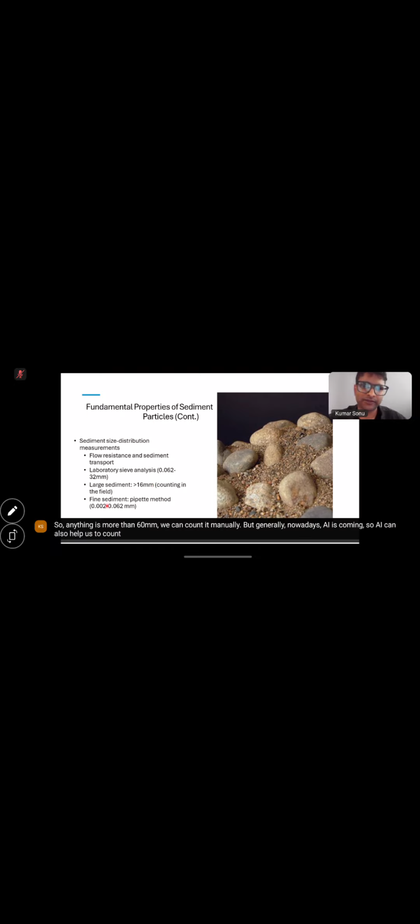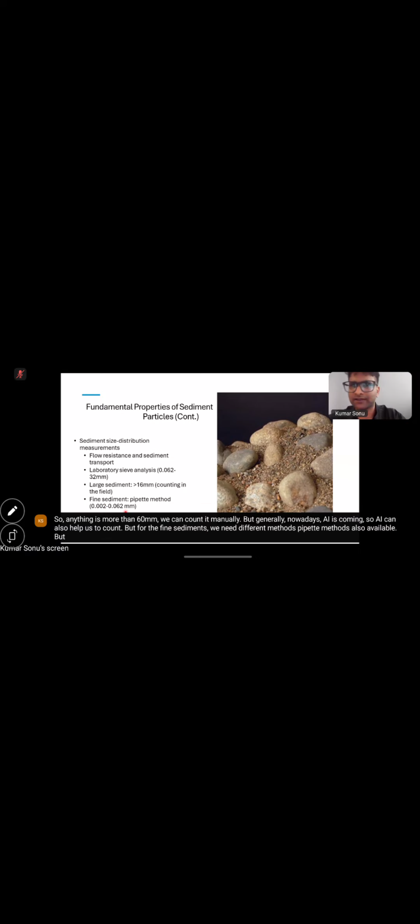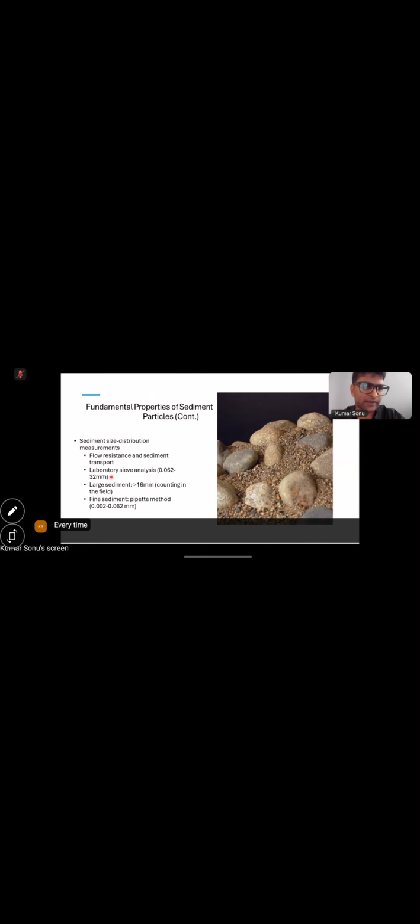But for the fine sediments, we need different methods. Pipette methods are also available, but I generally use laboratory sieve analysis every time because it's very easy and a very standard method to understand the size distribution. So why do we need size distribution? After the size distribution, we can come up with a single mean diameter of all the particle sizes.